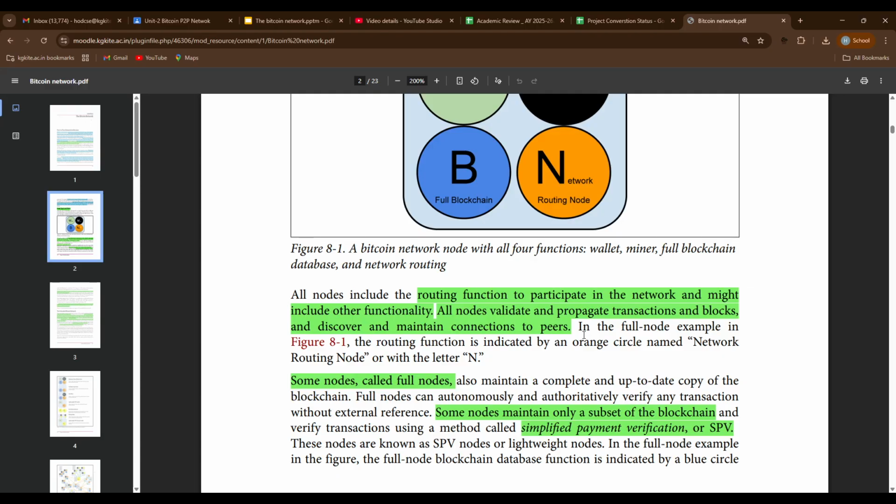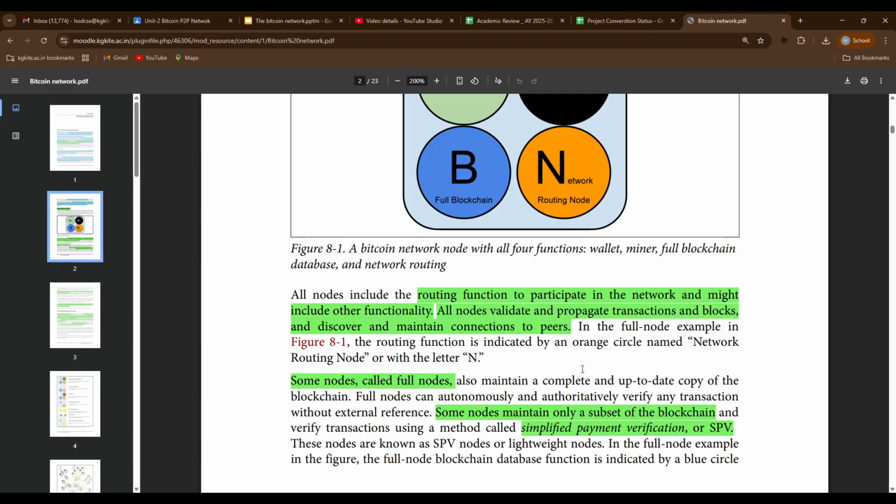There are two different types of nodes. Some nodes are called full nodes. They have the complete database of all the transactions, the whole blockchain; an up-to-date copy of the blockchain is maintained in this node. So they're called full nodes. They autonomously have the authority to verify any transaction without any external reference. Okay, this is one type, full nodes.